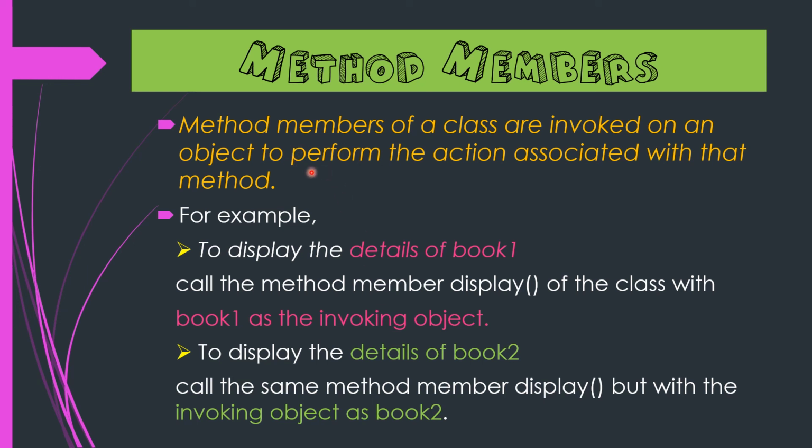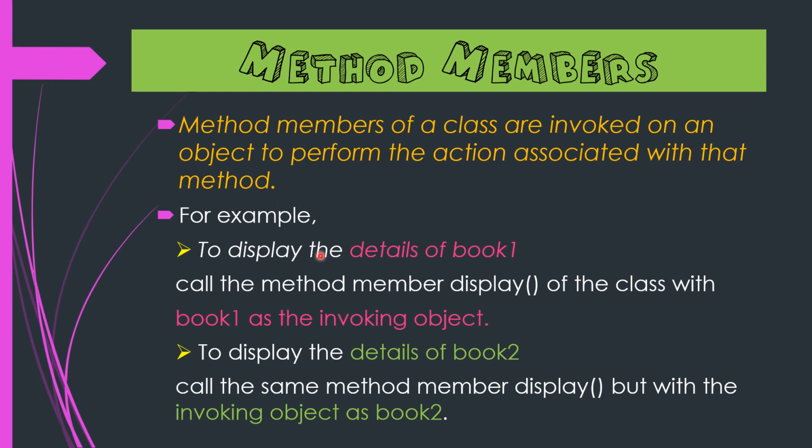Now coming to our first statement, method members of class are invoked on an object to perform the action associated with that method. Means whenever we want to call the method members of a class, then we require some object. And why do we require these objects? Because we want to perform the action, and action can be performed on an object. So that is why we require object. And what will these objects do? Basically, these objects will call the method members, and we have to perform that action associated with that method.